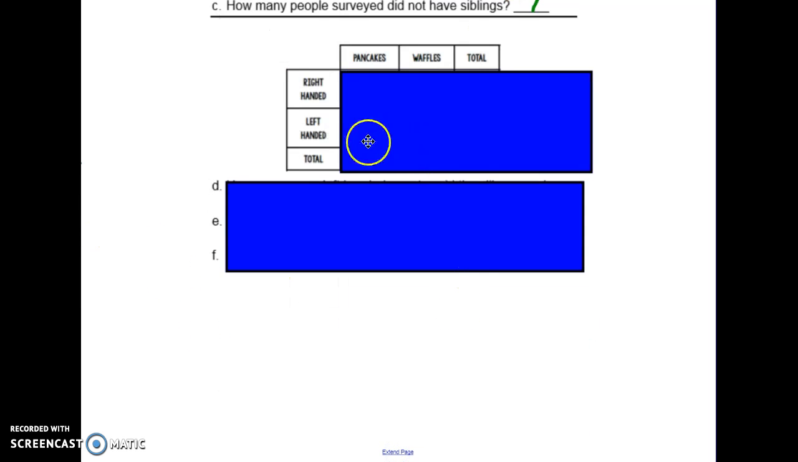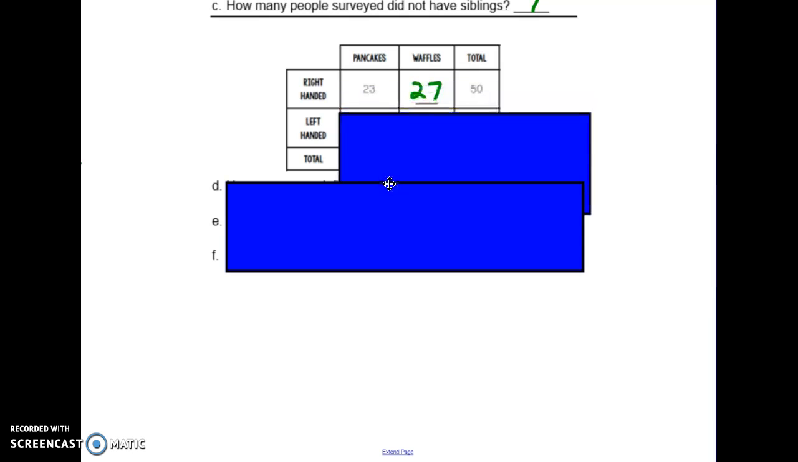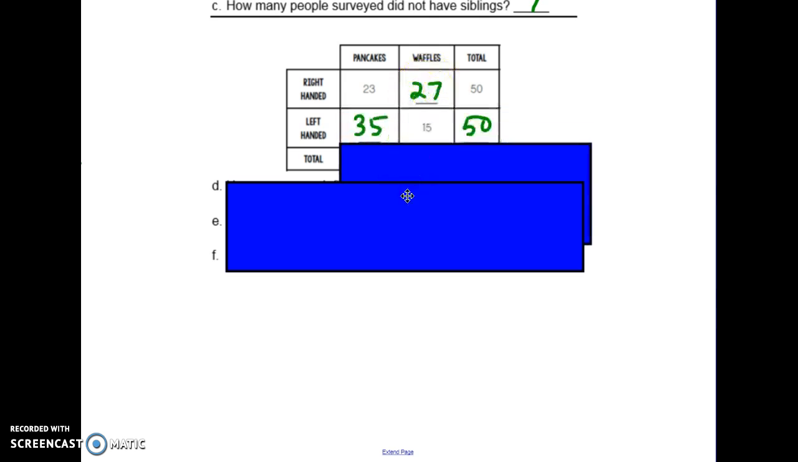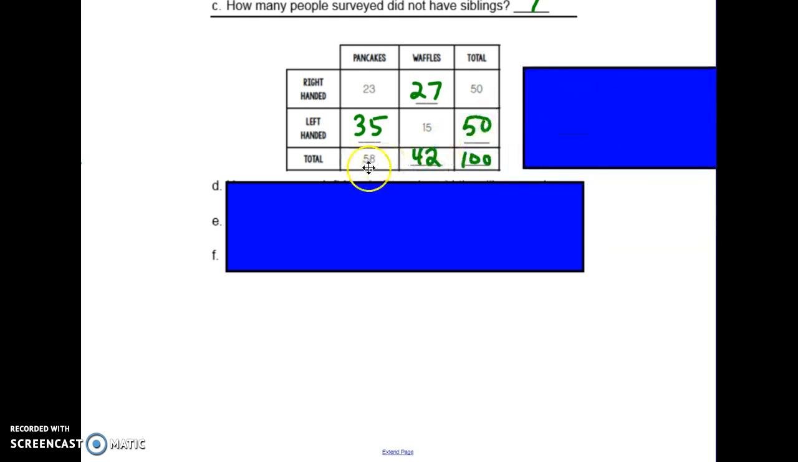Okay, so what I wanted you to do is take a look at the given data and see if you could figure out how to work backwards and fill in the missing pieces. You know that in this row right here, the number of people that are right-handed who like pancakes and waffles has to add up to 50, so hopefully you took 50 minus 23 to get the 27. And then very similarly in this row, the left-handed people, these numbers have to add up to the total of 50. So again, working backwards, although I guess if you were missing 50, you had to work backwards in this column next. So underneath pancakes, if there's a total of 58 people, 58 minus 23 gave you the 35.